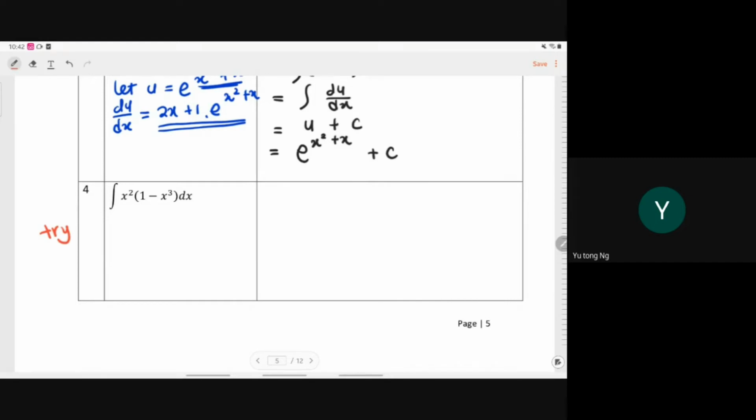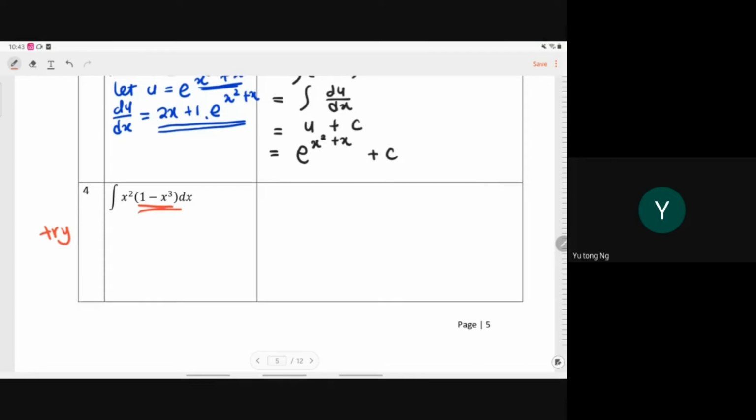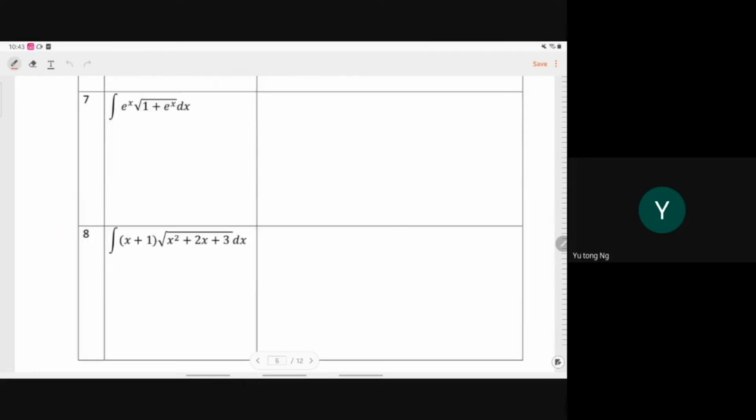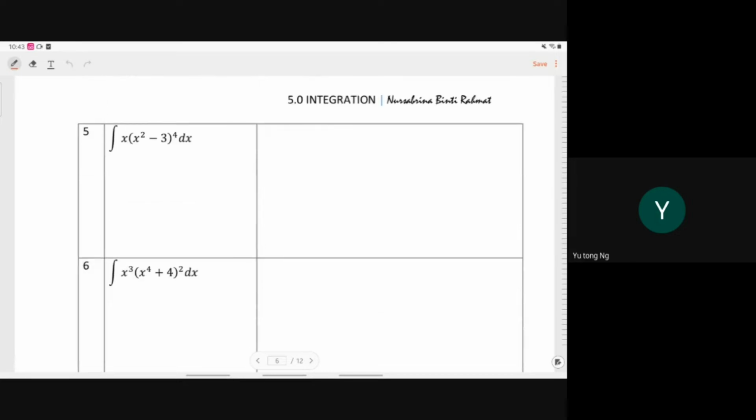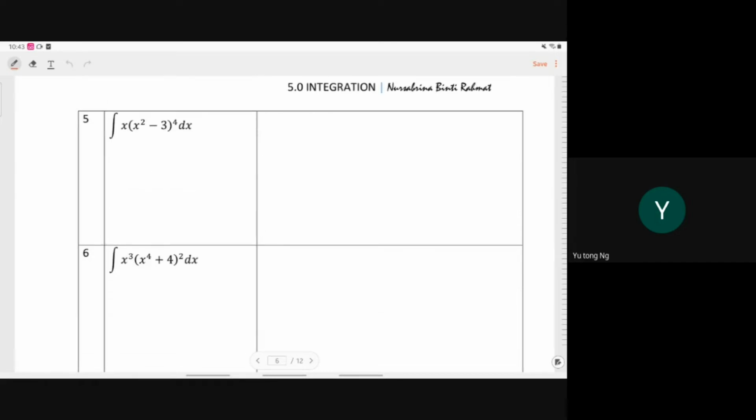So this one, if you look at it, we have x squared, and then in the bracket is 1 minus x cubed. So x squared is actually the product of differentiating the equation in the bracket. So that might be the hint for you to solve this question. Okay, so we have more questions. Question number 5, you can try by yourself.